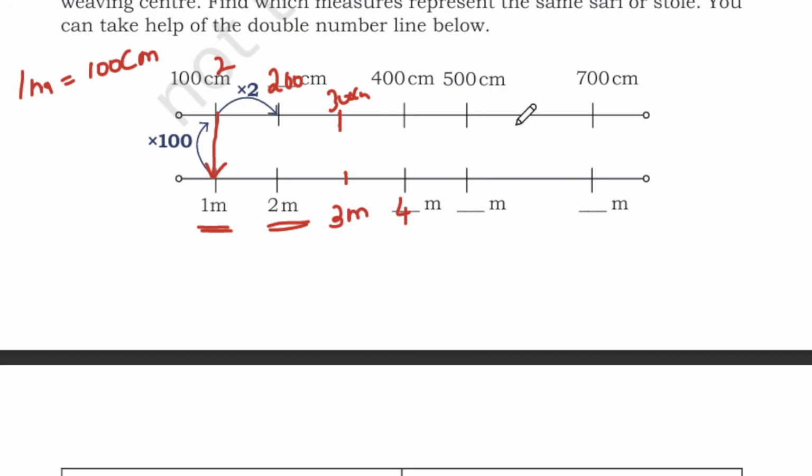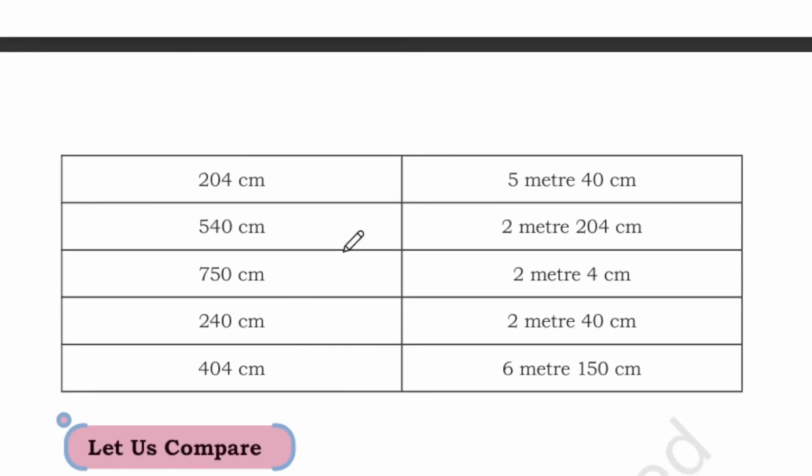Again here 500 centimeter, so 5 meter. 700 centimeter, you have 7 meter. If this line is extended, if you have 850 centimeter, here you have 8.5 meter. Next, here we have it given in centimeter and meters.